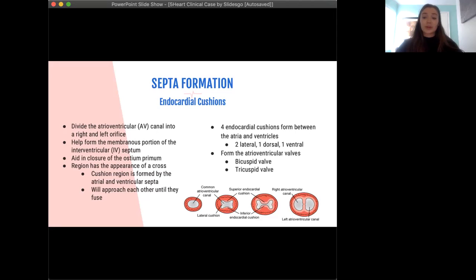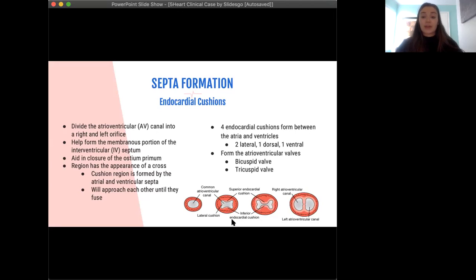And they help form the membranous portion of the interventricular septum and then aid in the closure of the ostium primum, which we will see on the next slide. So the cushion region itself has the appearance of a cross, with the AV septum forming the post and the cushions themselves extending across. So we can see down here, they will continue to extend towards the middle until they meet each other, which is kind of what's happening here.